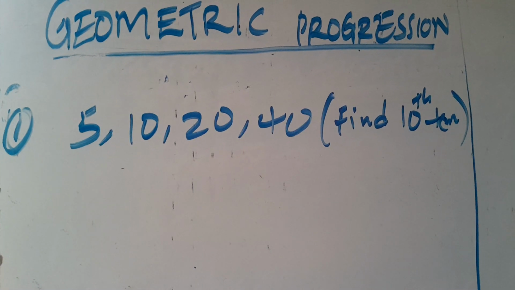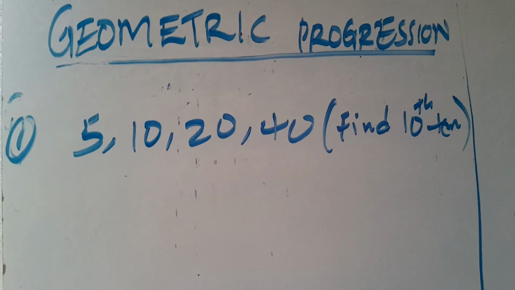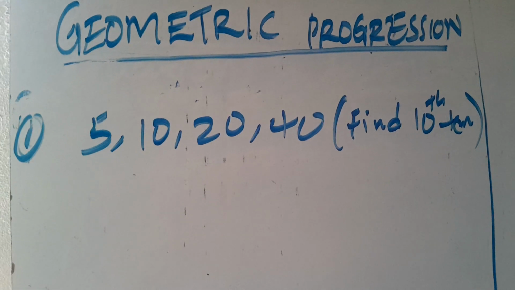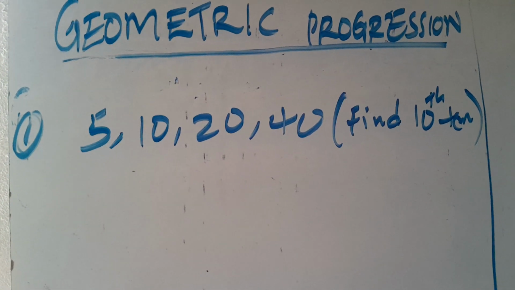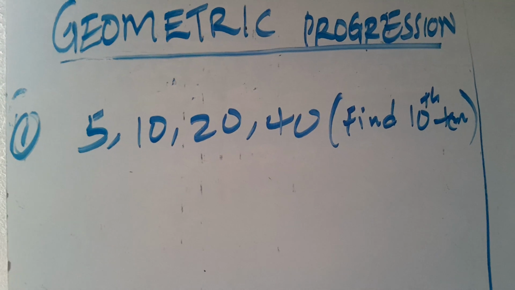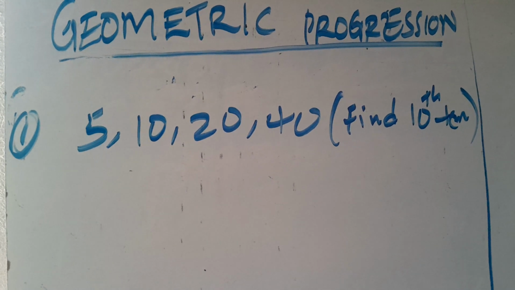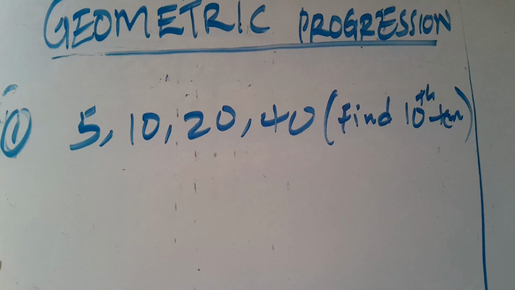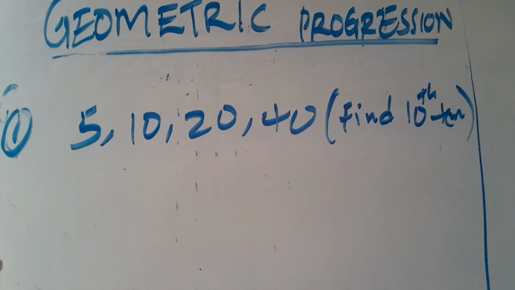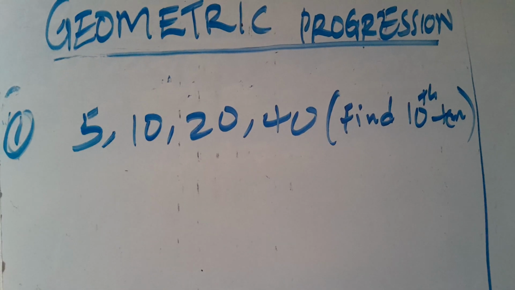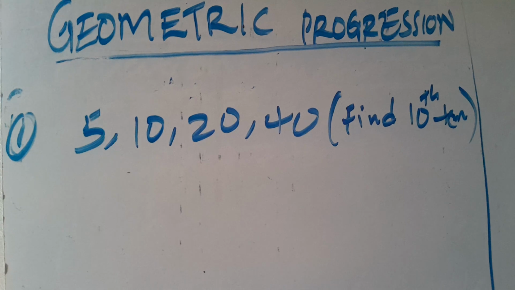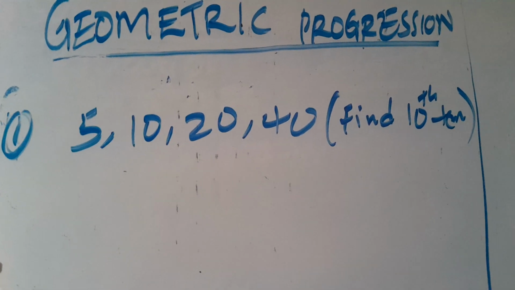Today we are looking at geometric progression. Geometric progression, what is geometric progression? When you have a sequence of numbers, let's say 5, 10, 20, and 40, and the ratio between each consecutive numbers, let's say 5 and 10, 10 and 20, or 20 and 40, is the same, then we call that a geometric progression.